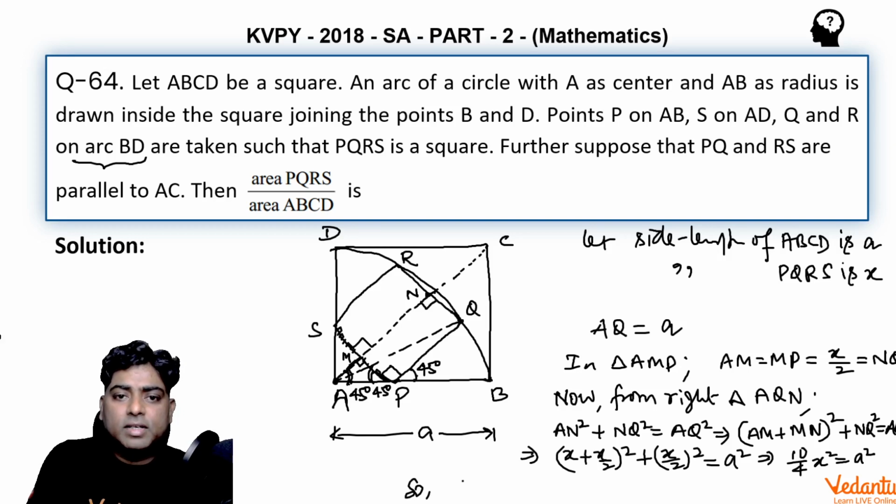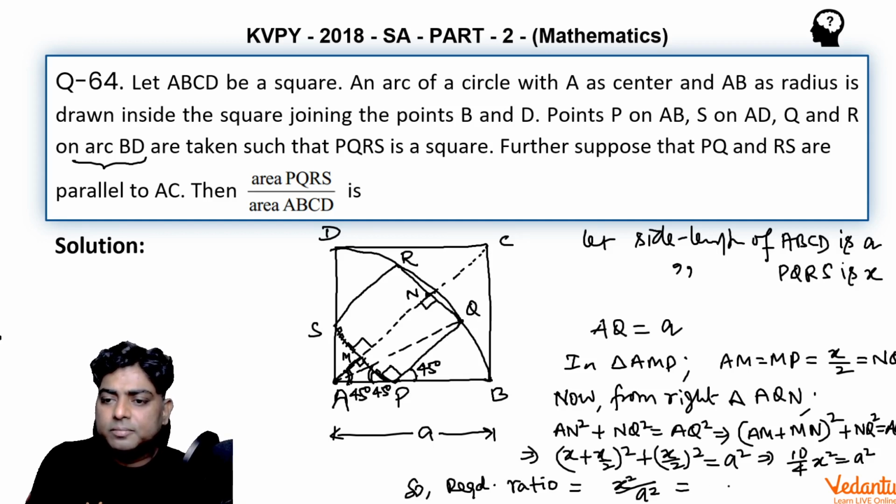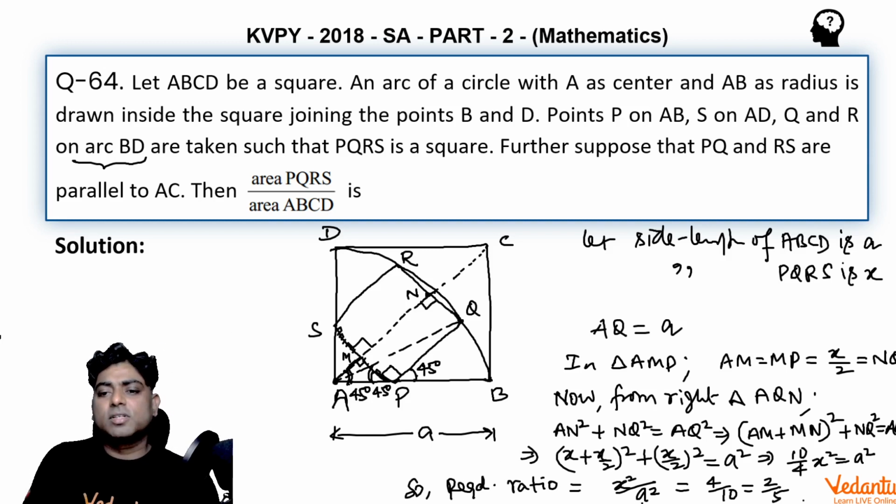So what we need to find is the required ratio of the areas, that is the area of PQRS, x square, upon a square, and that is 4 by 10, that is 2 by 5. So 2 by 5 must be the final answer to this question.